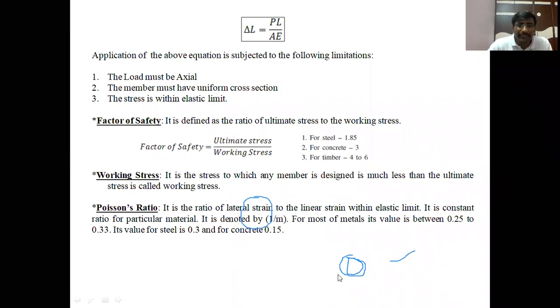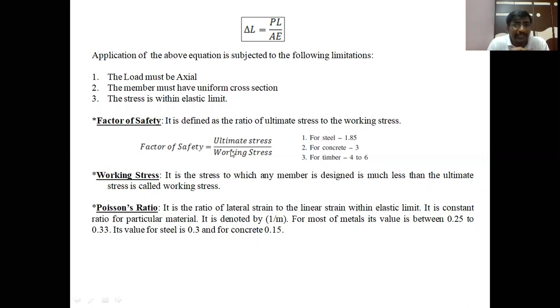This equation, delta L is equal to PL by AE, has some limitations on where it can be applied. The equation can be applied only when the load is axial. If we apply the load perpendicular to the axis, this equation cannot be used. So the load must be axial, meaning the load must act on the member along its axis.